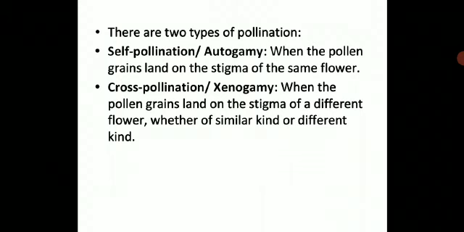What is cross-pollination? That is also called xenogamy, where the pollen grains land on the stigma of a different flower, whether of a similar kind or a different kind. Where it is going and where it is falling is a natural process. It can fall on a similar type of flower or on a different type of flower, and this is called cross-pollination. That's why you have so many varieties of flowers, different colors, different species, and different fragrances. It depends upon how pollination happens and how the reproduction process happens naturally. Please do write this in your notebook, children.